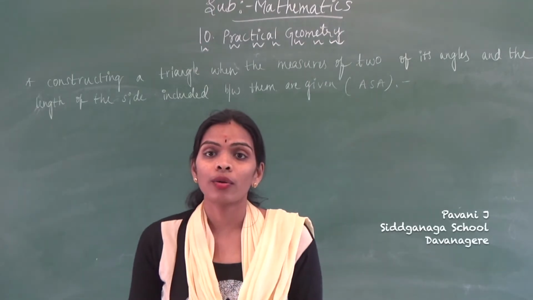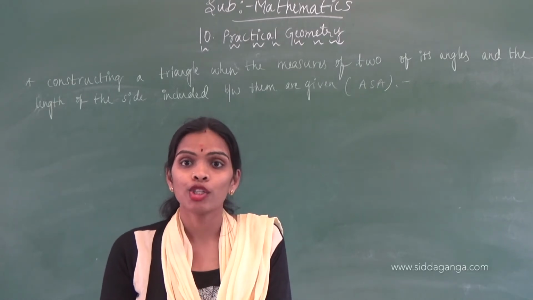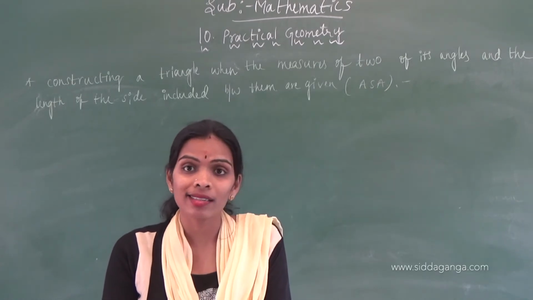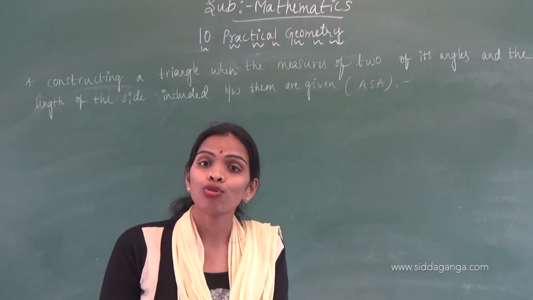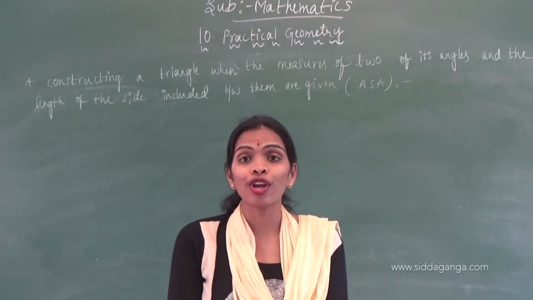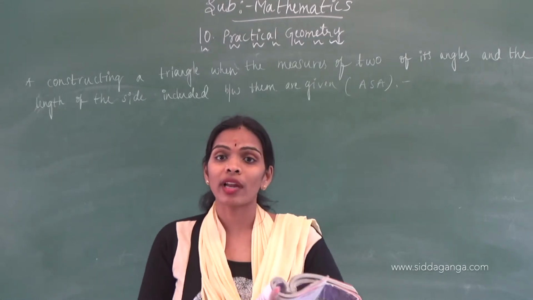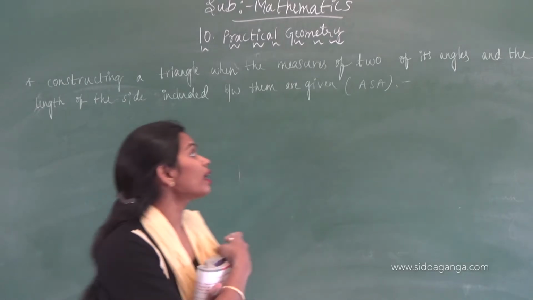Hello children, today we are continuing our chapter, practical geometry. In yesterday's class we learned how to construct a triangle when we know two sides and the included angle. In today's class we are going to learn how to construct a triangle when two angles and the included side are known.